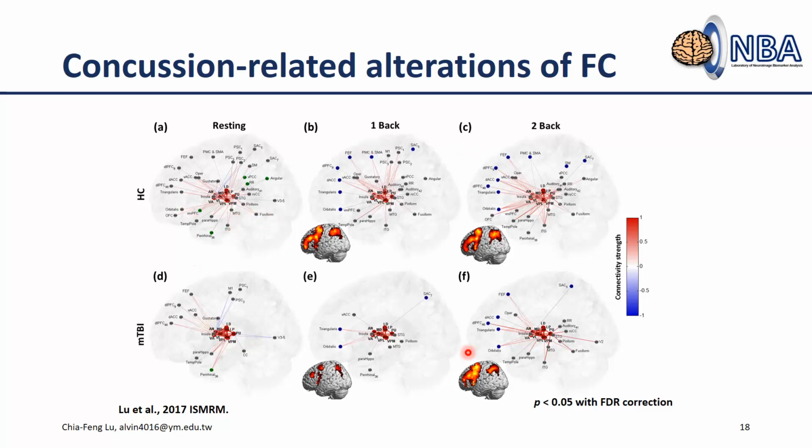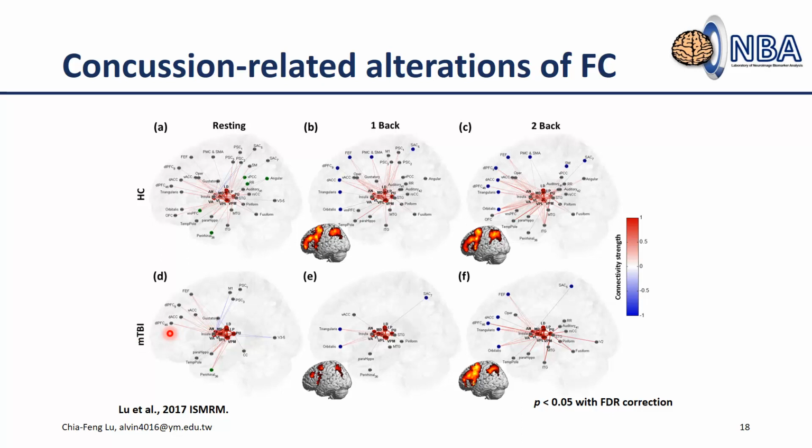So we can have this kind of plot right here. I simply take this experiment result as an example. For the upper row right here, this is the data acquired from the healthy controls. And the lower row right here, this is the data acquired from the mild traumatic brain injury patient, just like the concussion patient.